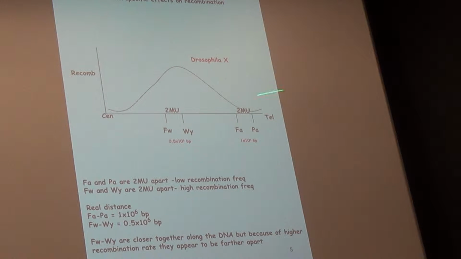So when you sequence the Drosophila chromosome, you find these 2 genes are only 500,000 base pairs apart, and these 2 genes are 1,000,000 base pairs apart. So you can see there is a big difference between recombination frequency based on this distance, actual distance. So these 2 genes are undergoing a different rate of recombination compared to 2 genes.